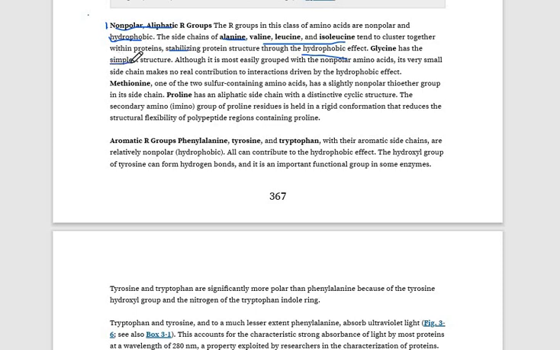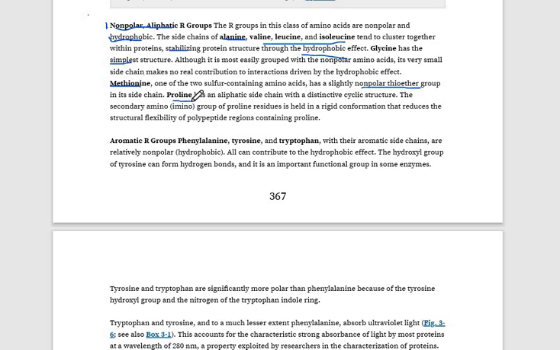Glycine is the simplest amino acid, although it is most easily grouped with the non-polar amino acids. Methionine, one of the two sulfur-containing amino acids, has a slightly non-polar thioether group. Methionine has a non-polar thioether group in its side chain or R chain.